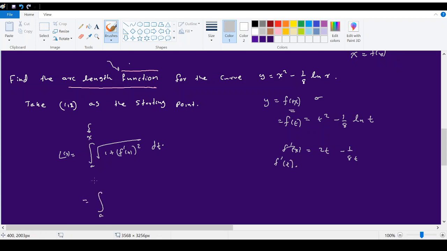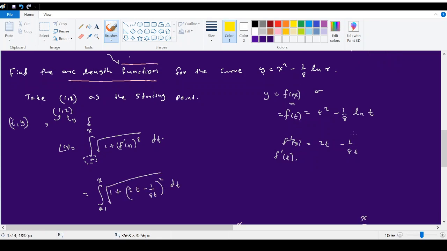Here a is the starting point, and since we represent y in terms of x, and as the starting point we have (1, 2), this is the x coordinate and this is the y coordinate. As we are running our variable through the x coordinate, or in other words, as we have converted it to t, we have t comma y coordinates. So we should write the first term, not the second one. So it becomes x, and here we have plus 2t minus 1 over 8t, whole thing squared.